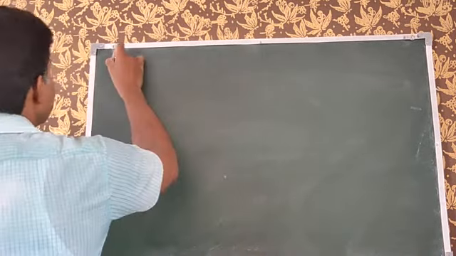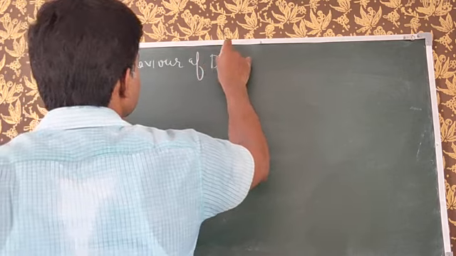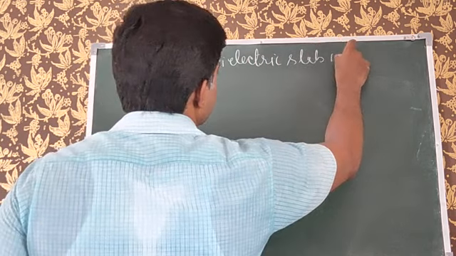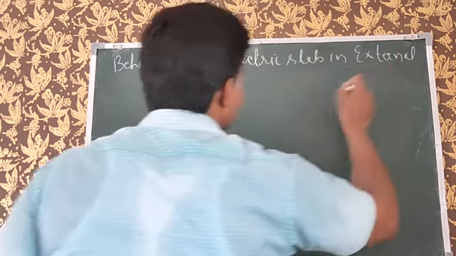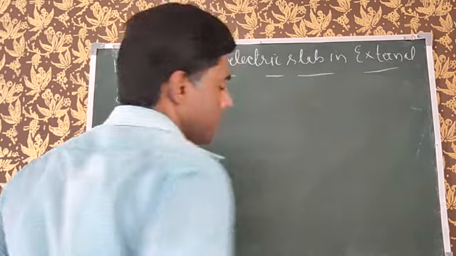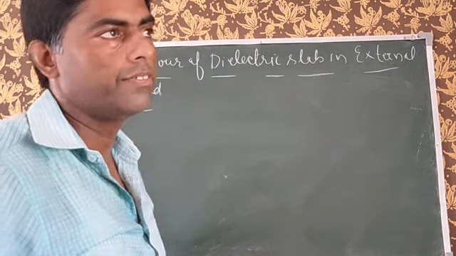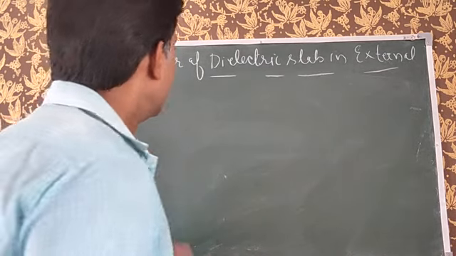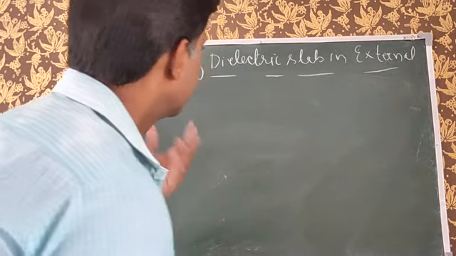Our next topic is the behavior of a dielectric slab in an external electric field. Behavior of a dielectric slab in an external electric field. Yesterday we learned about the behavior of a conductor in an electric field, when we place a conductor in an external electric field, how it behaves. Today we will discuss how a dielectric slab behaves when placed in an external electric field.